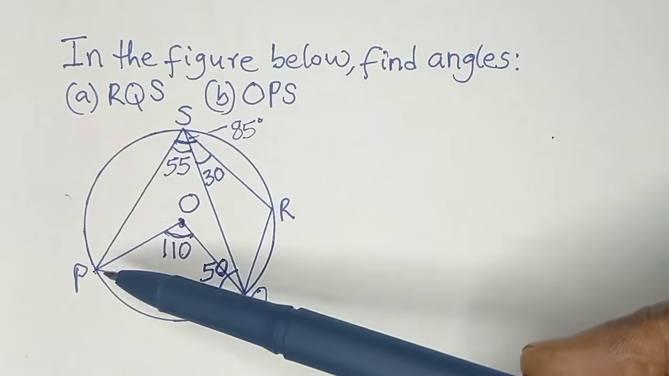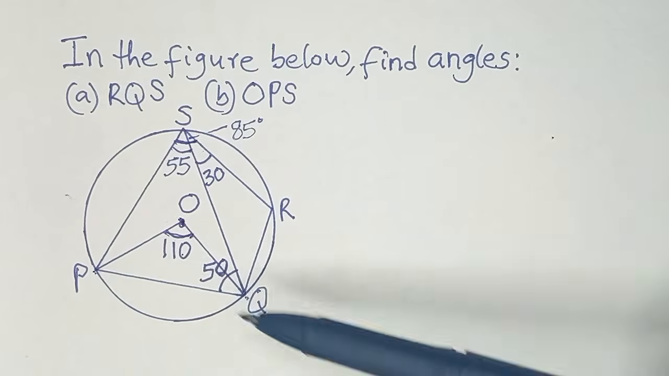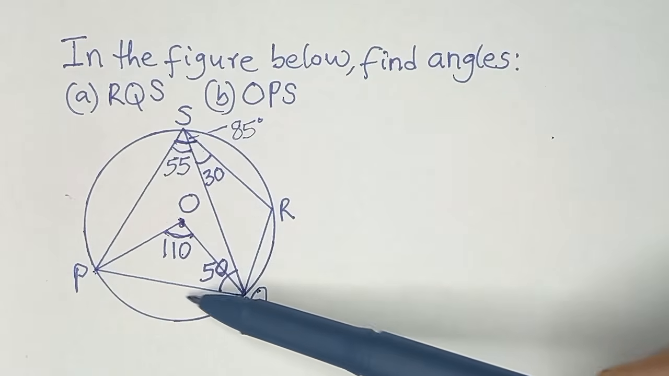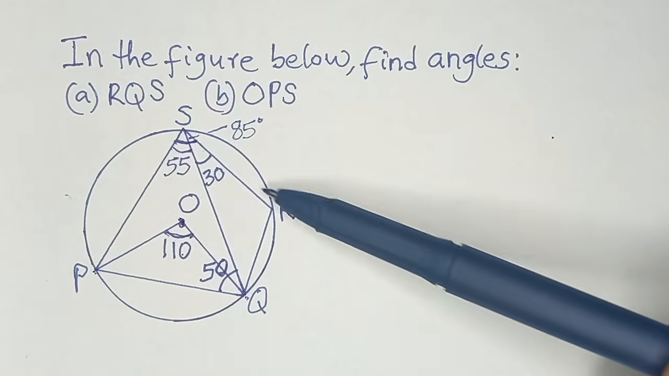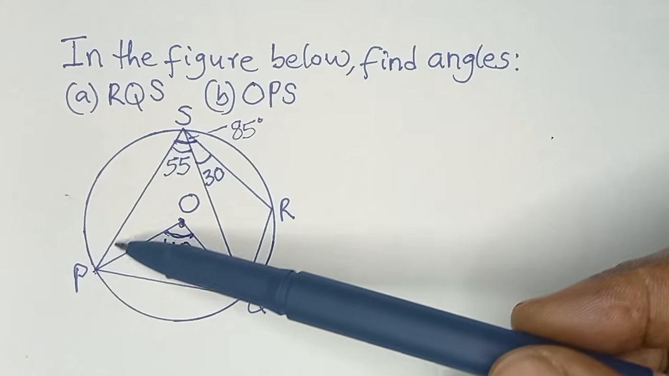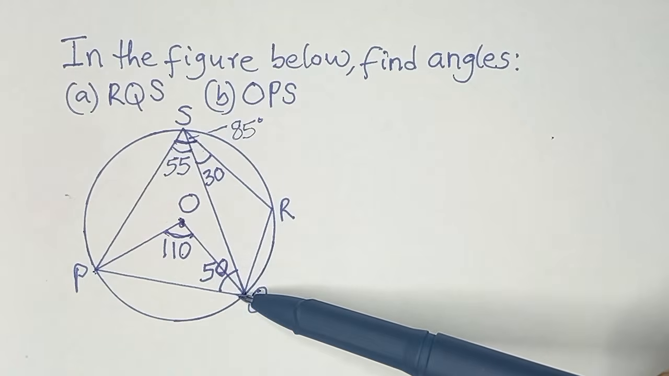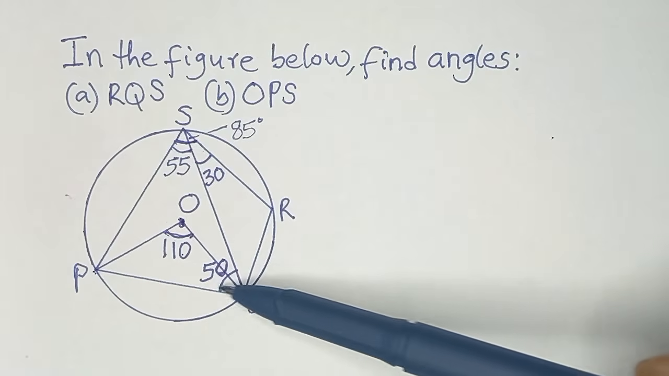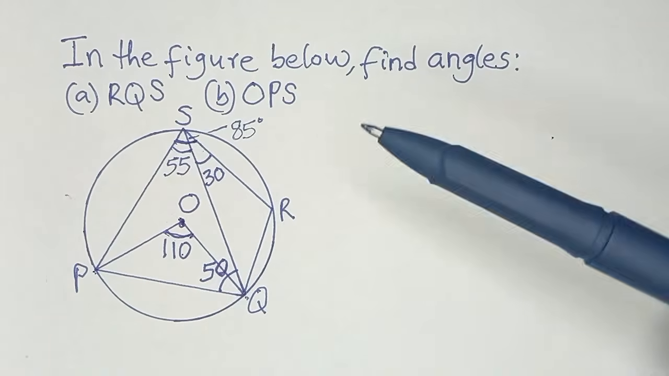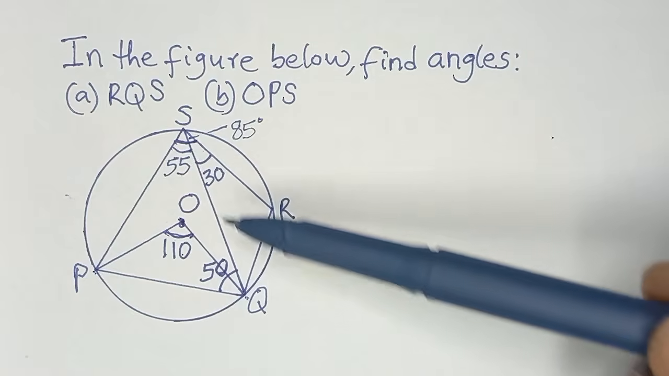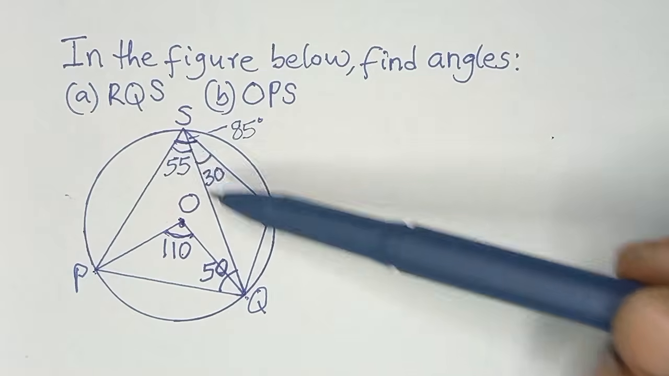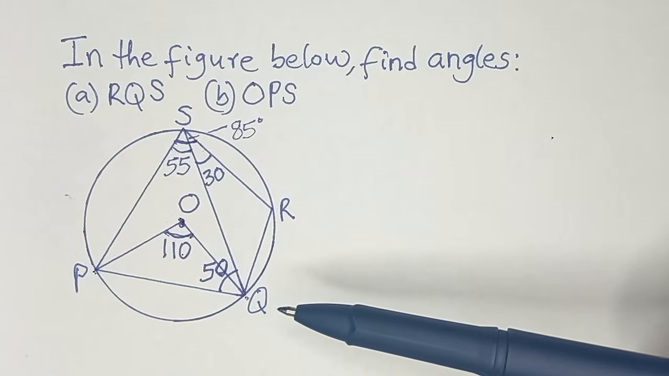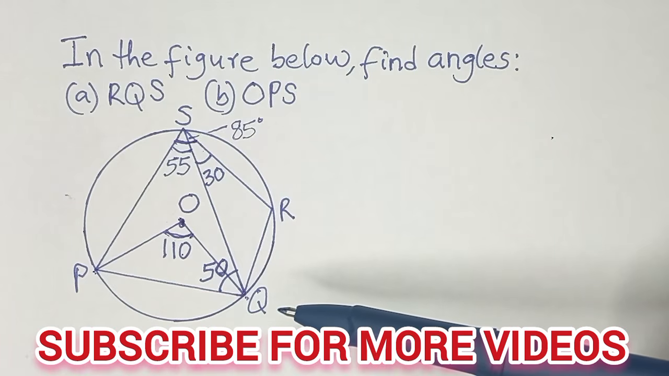Now, look at this shape, PQRS. Hope you can see that. A four-sided figure with all the angles at the circumference of the circle. That shape is called a cyclic quadrilateral. So this is a cyclic quadrilateral. And then we should not forget that the opposite angles of a cyclic quadrilateral are supplementary, meaning that they are going to add up to give you 180 degrees.